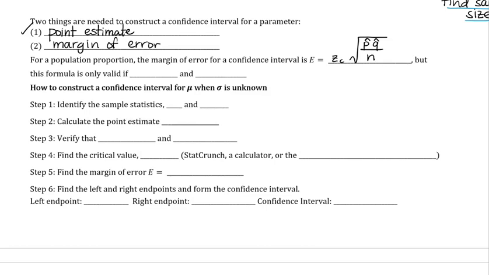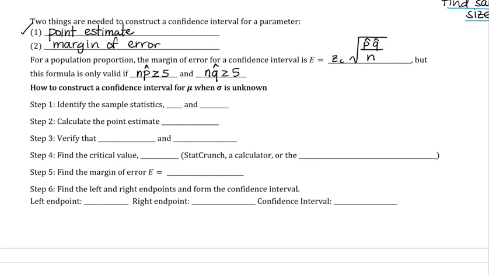And this formula is only valid if both of the following are true. n times p hat is greater than or equal to 5, and n times q hat is greater than or equal to 5. So now that we know the formula to find the margin of error E, and we also know the conditions that we need to check. If those conditions are not true, we will not be able to form a confidence interval for a population proportion. We need both of those things to be true.